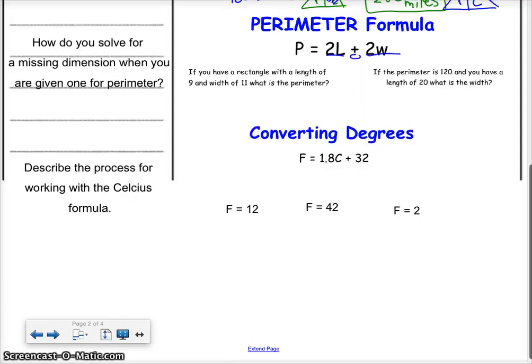Okay, let's say we have a rectangle that has a length of 9 and a width of 11. What is the perimeter? I'm just going to rewrite the whole formula and then plug in. You can just do the plug-in right away, I just want to show you where I'm plugging things in. The length is 9, 9 goes here. Width is 11, 11 goes there. And then I calculate it, doing order of operations, multiply first, add last. So 2 times 9 plus 2 times 11, 18 plus 22 is 40.